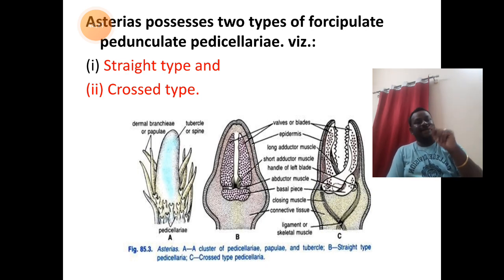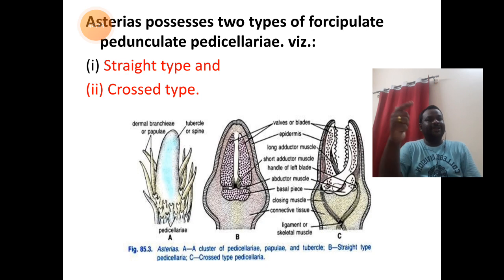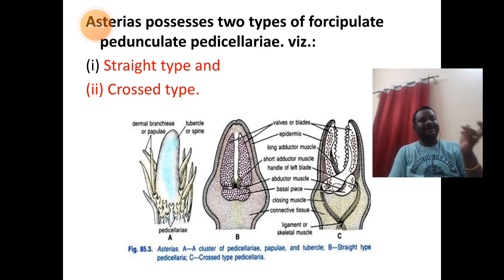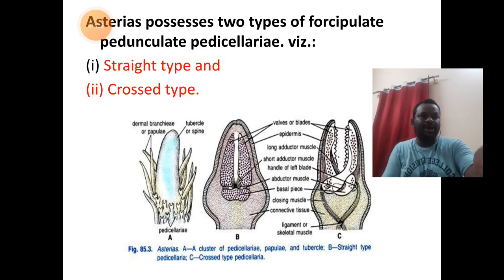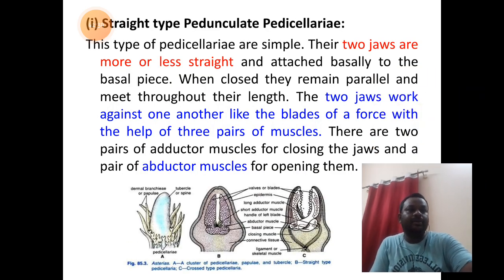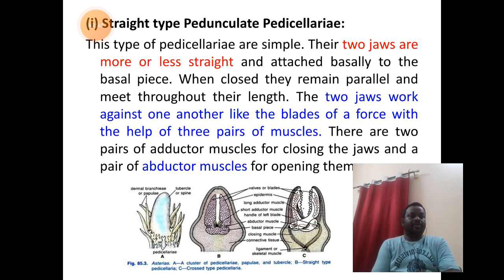So the type of valves that attaches to the basal plate will give the structure of Pedicellariae, whether it is of straight type or crossed type. Whether it is straight or crossed type, both serve the function of cleaning the skin.